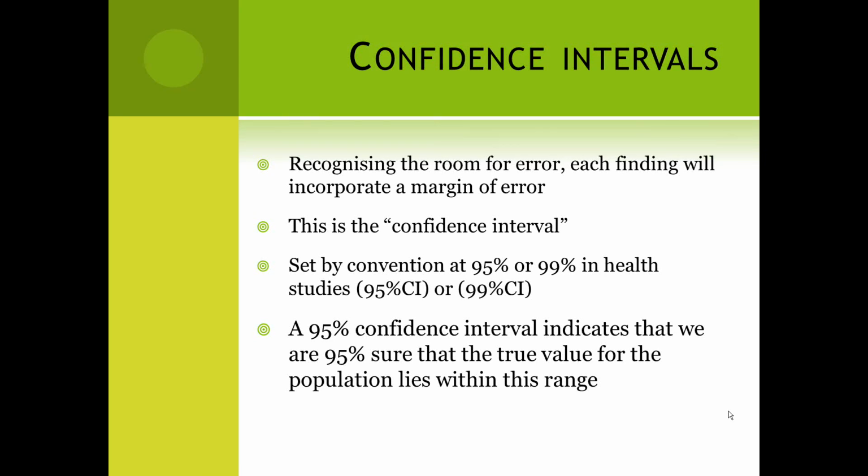It's worked out in the statistical packages that will do the statistical analysis for you. But it's also something we set by convention, so we usually set it at 95% or 99% in health studies. A 95% confidence interval indicates that we're about 95% sure that the true value for the whole population lies somewhere across this range. We accept that a result we get in a sample doesn't reflect precisely what we would find in the whole population, but we're 95% sure that the result for the whole population would be somewhere in this range, and that's the confidence interval.